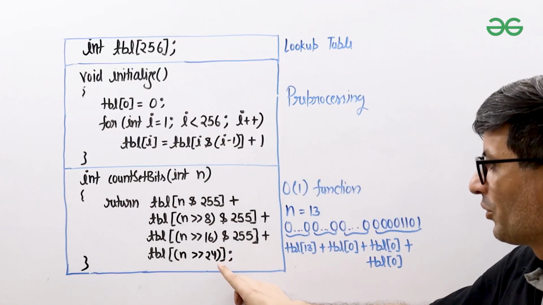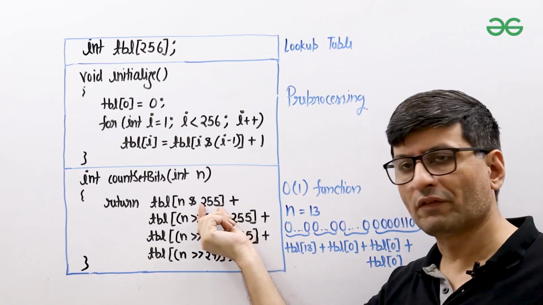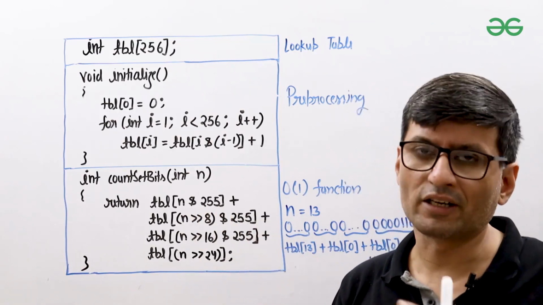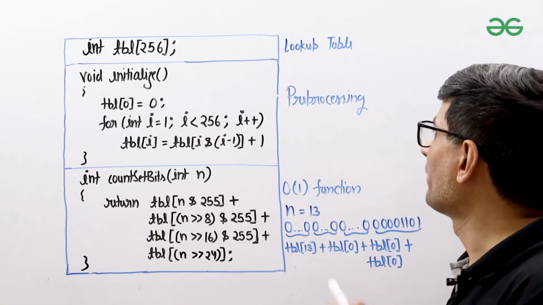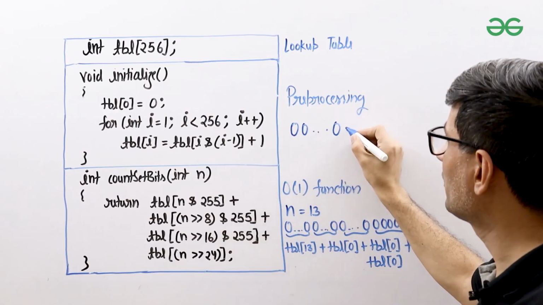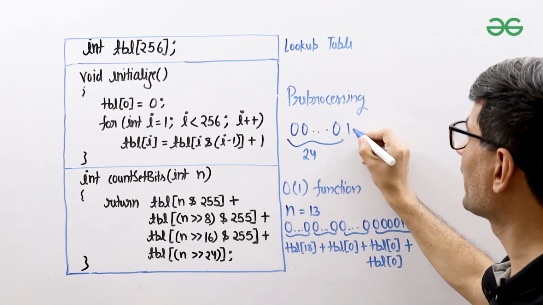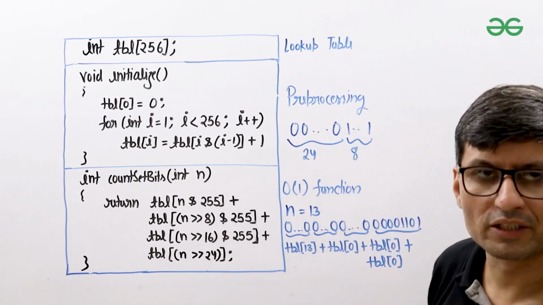Now, what we are doing here, we just talked about this. We consider the number 255, which has the last 8 bits all set and the remaining 24 leading bits as 0. The binary representation of 255 is this. The first 24 bits are 0, then the remaining 8 bits are all 1. That's what 255's binary representation is.